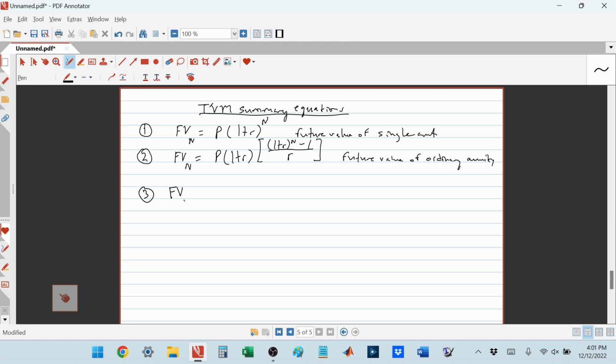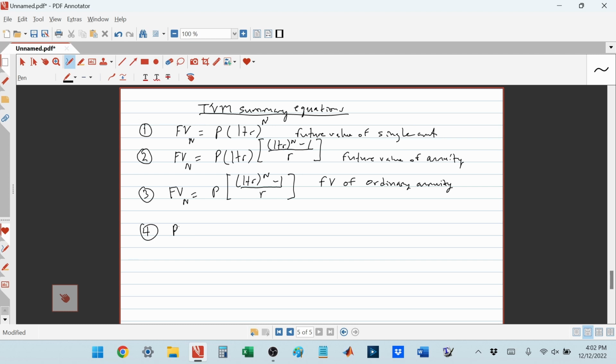Future value of an ordinary annuity. We invest P at the end of every period. At the end of n periods, the account will be worth this much. Oh, and I messed up. This one is the annuity due. You're investing up here at the beginning of every period. Here you're investing at the end of every period.